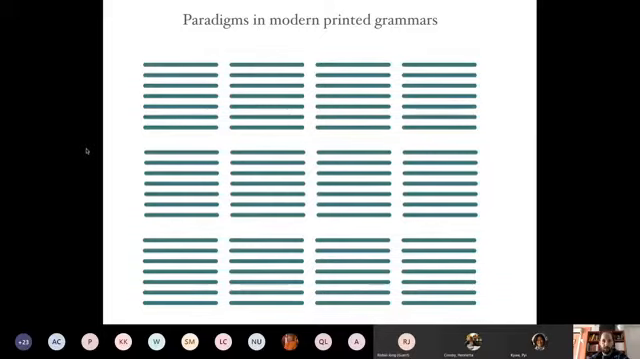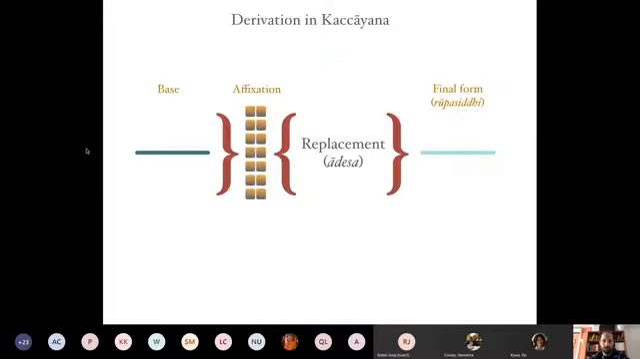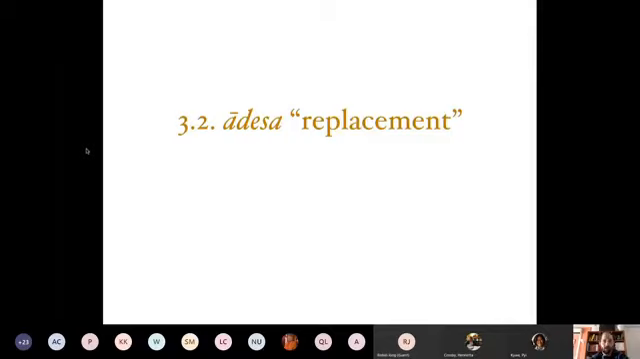So it occupies a lot of space, but in traditional grammar, you always start with a single set, and that in many ways makes things easier, because then you will only replace these items when necessary, and if not, you don't need to do anything else. And we have been mentioning the adesa, the replacement, because that's something that usually happens after the paccaya, that means affixation, and we are going to see now how this works.